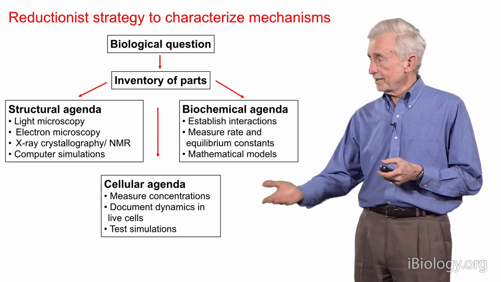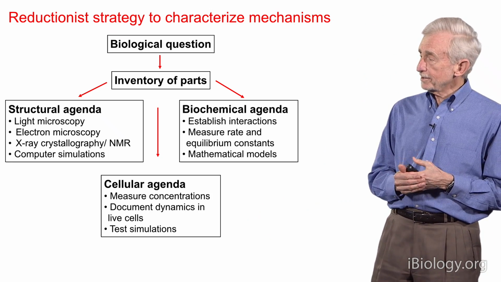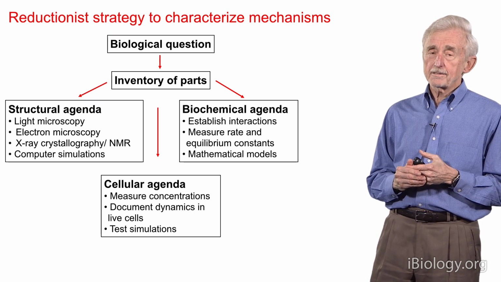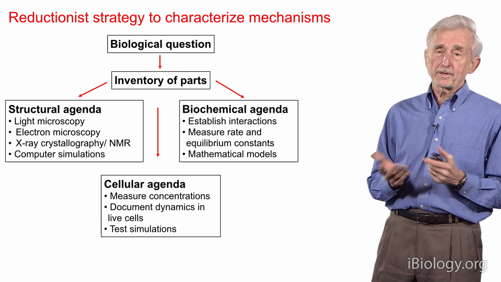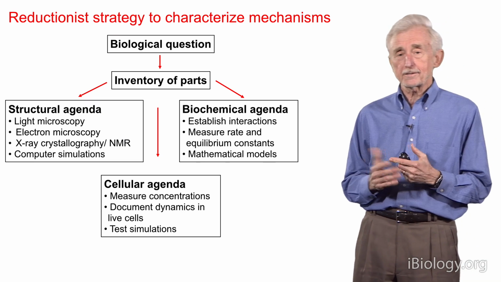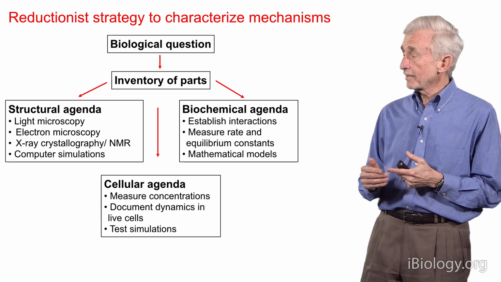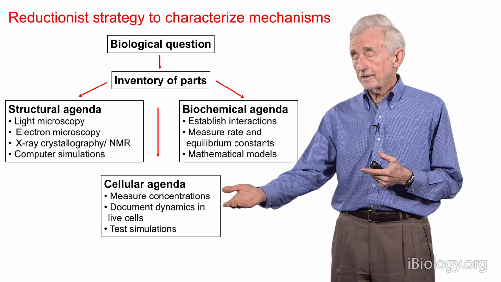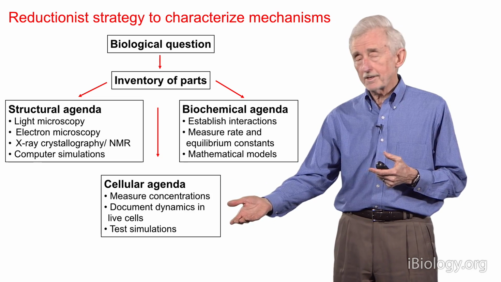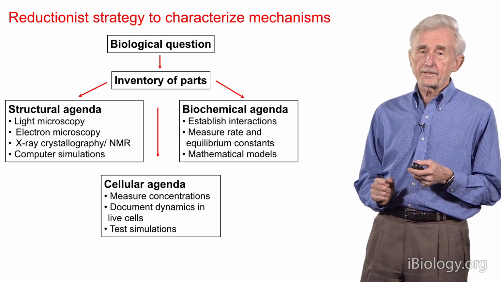The third agenda is down here at the bottom. That's a cellular agenda. At the top of my list here, I have measuring the concentrations of the molecules in the cell. This is actually rarely done, but it's absolutely important because these processes are just complicated chemical and physical reactions, and the concentrations are essential for understanding the dynamics of the system. Then one has to document the dynamics of the molecules in live cells and test the ability of simulations of your hypothesis to reproduce the behavior you've observed in the live cells.